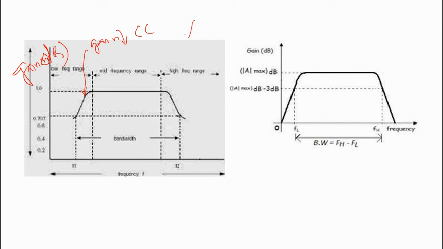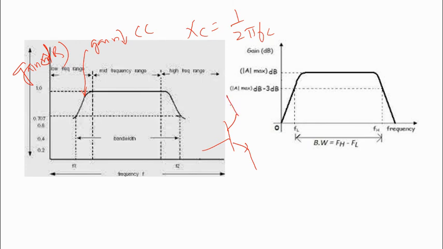Coupling capacitor reactance is XC equal to 1 by 2 pi f C. At low frequency, the reactance will be very high, so the input signal will not be connected to the base of the transistor. That's why the gain is decreased. In the mid frequency region, the gain is constant, and in the high frequency region, you know that there is Miller capacitance.